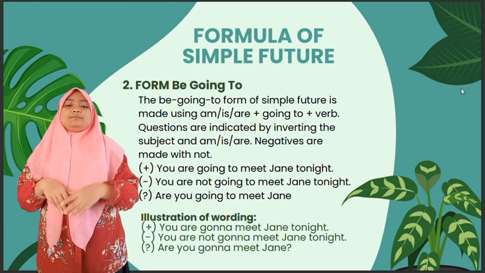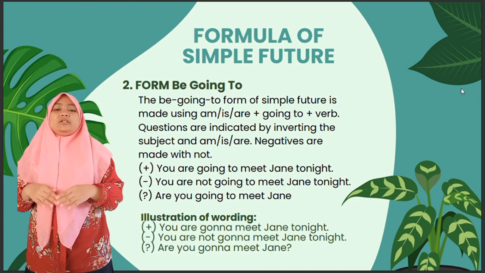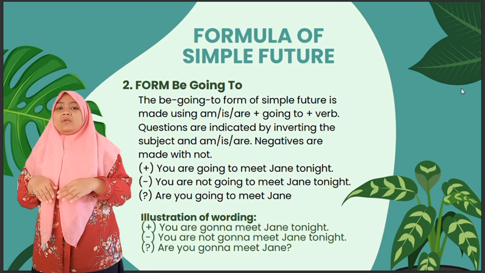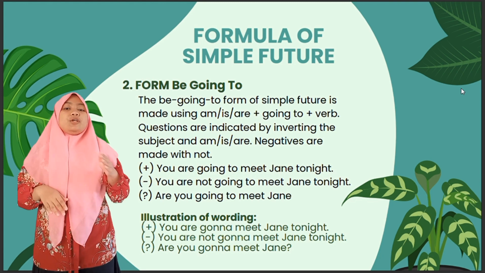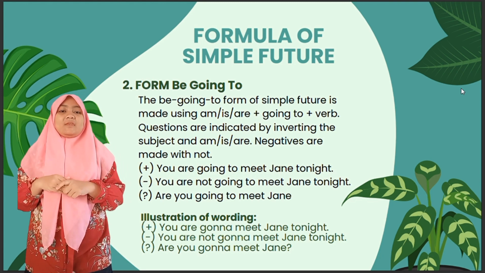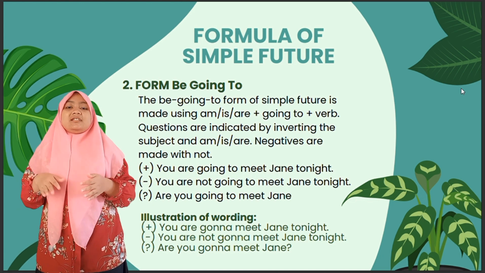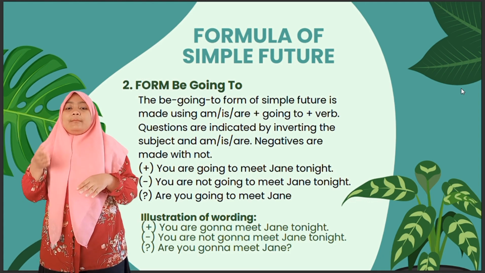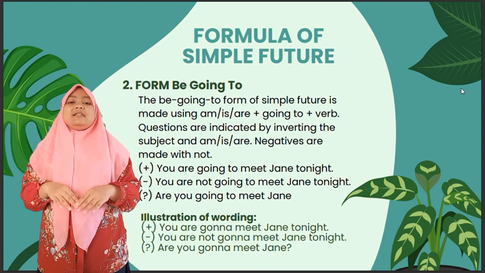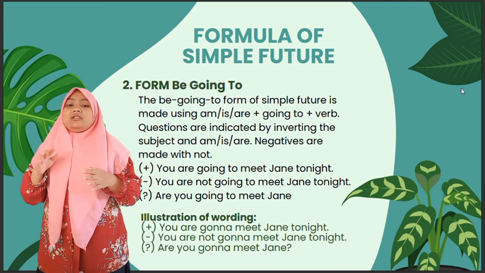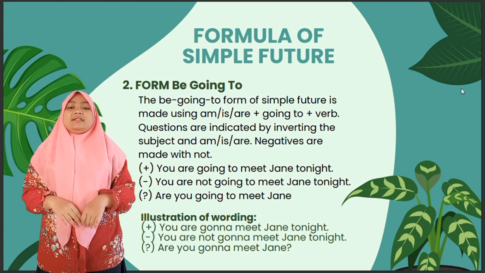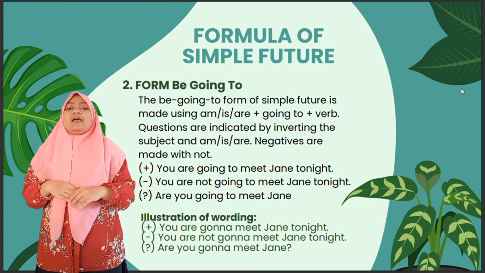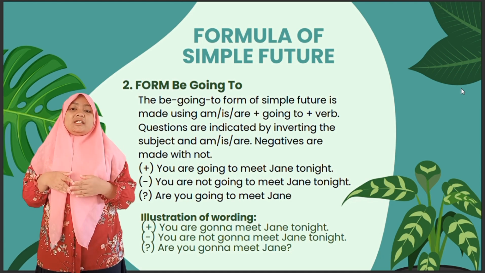Form: be going to. The to be going to form of simple future is made using is or are plus going to plus verb. Questions are indicated by inverting the subject and is or are. Negatives are made with not. For example, positive: you are going to meet Jane tonight. The negative: you are not going to meet Jane tonight. And interrogative: are you going to meet Jane tonight?